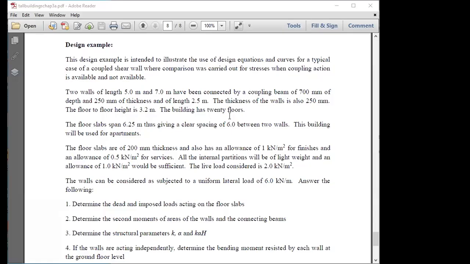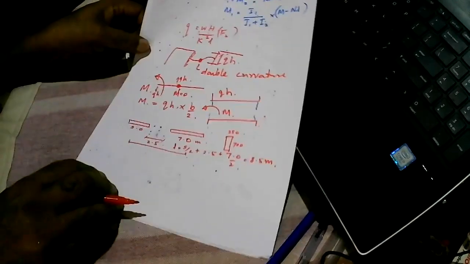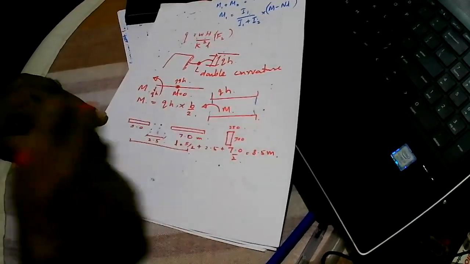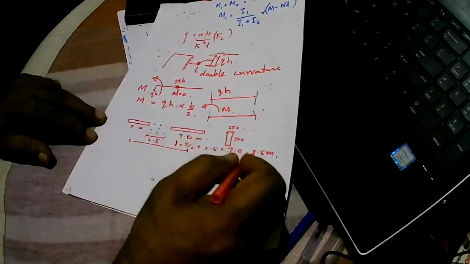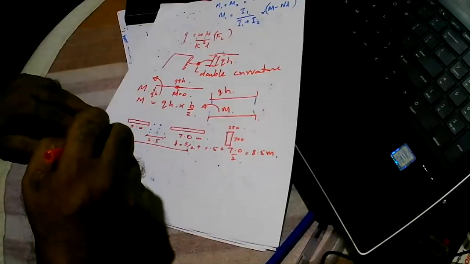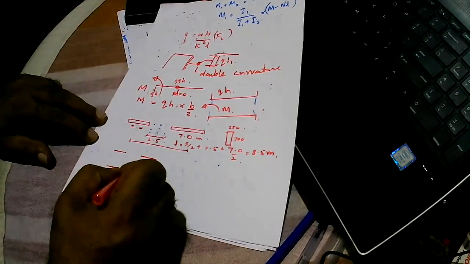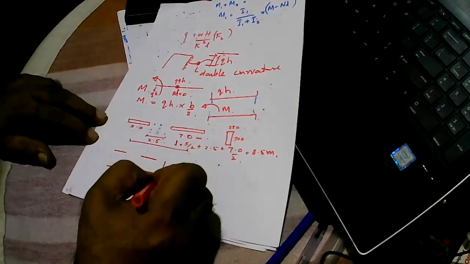Okay. So basically the arrangement is that we have two shear walls like this, 5 meters, 7 meters, 2.5 meter gap. So L is 8.5 meters. And these walls are arranged like this at a spacing of 6.25 meters.